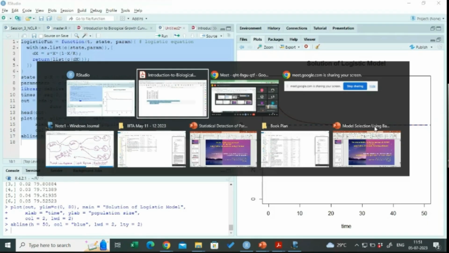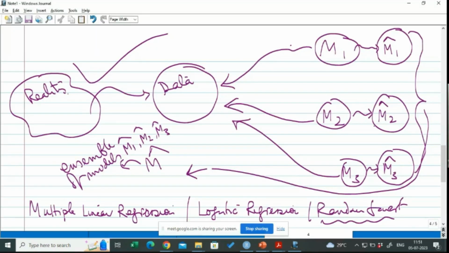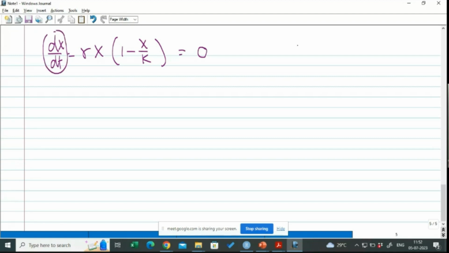Just for those who are not from this particular mathematics background, this is the equation we have: r x (1 minus x by k). If we put it equal to 0, that gives you where there is no growth. So dx/dt equal to 0 means the no growth condition.